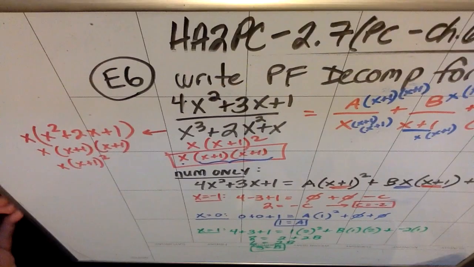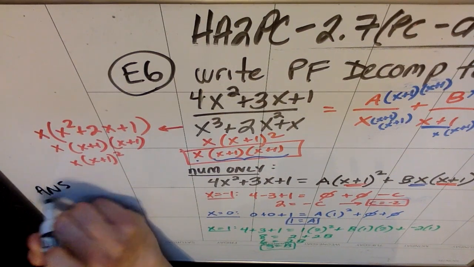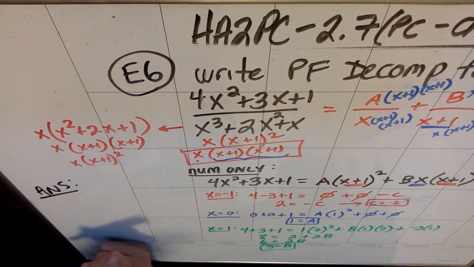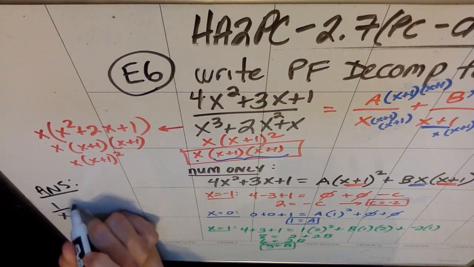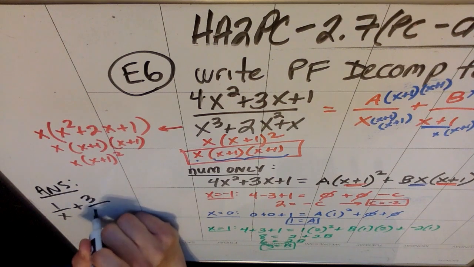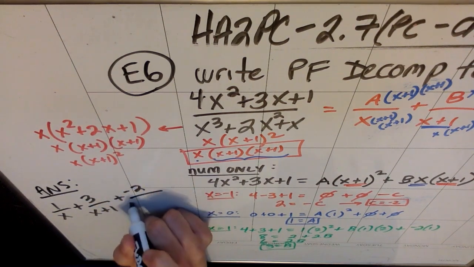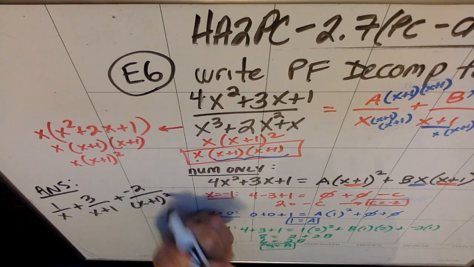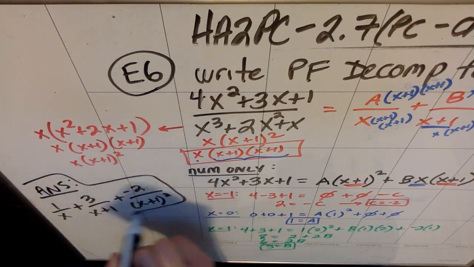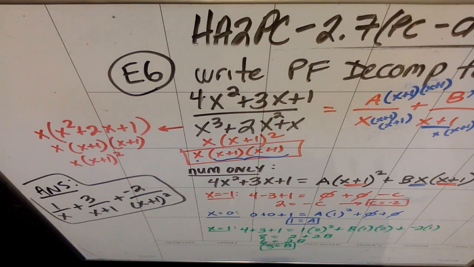So we're going to slide this over and put our answer here again, right? So the answer I'm going to write is a over x. Well, my a was 1, so 1 over x, plus my b, which was 3, over x plus 1, plus my c, which was negative 2 over the quantity x plus 1 squared. And that's fine. Again, if you want to make this last one a minus a positive 2, it's fine. I would just not suggest that you risk it.